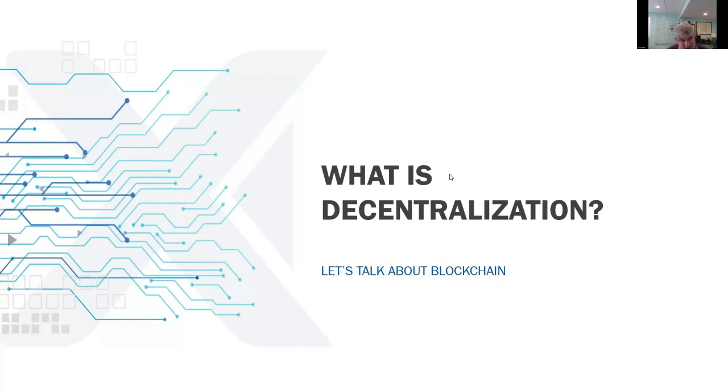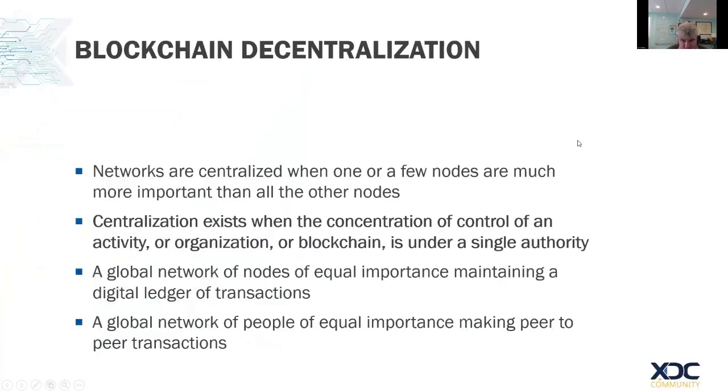So now let's talk about decentralization in the context of blockchain in particular. So we can put a definition up there. Networks are centralized when one or a few nodes are much more important than all the other nodes. We've established that idea. Centralization exists when the concentration of control of an activity or organization or blockchain is under a single authority, and that single point of failure.